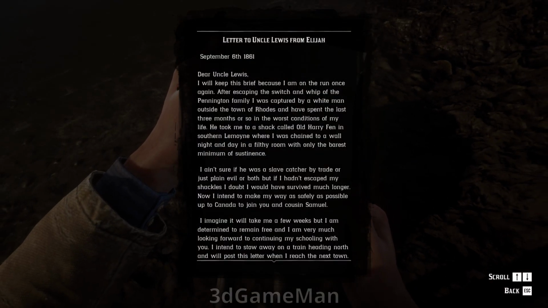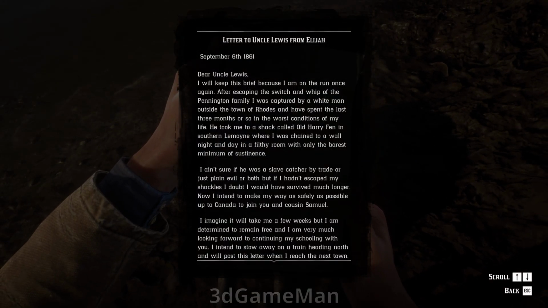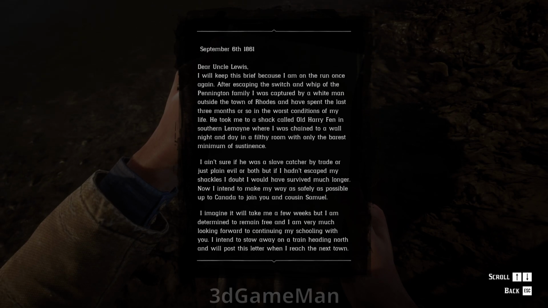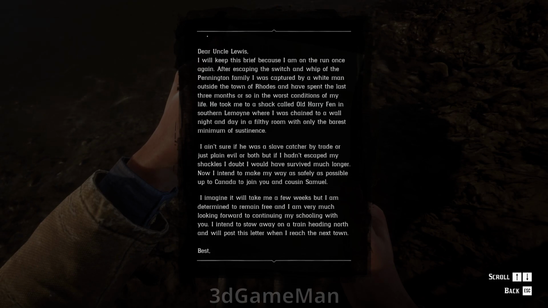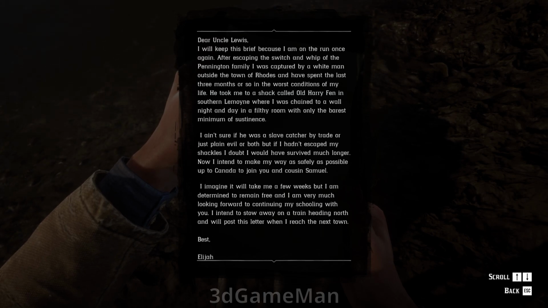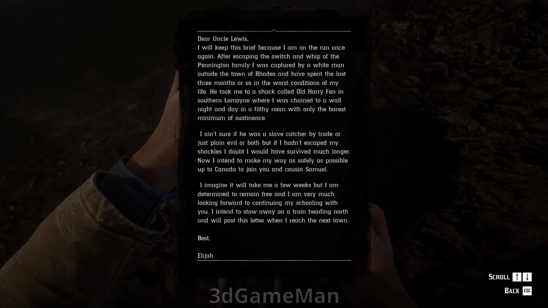Now, on his person, I found this letter, and he's addressing it to Lewis. Lewis is in Canada. He's basically saying, I'll see you soon. I'm coming. I'm escaping. I'm getting the heck away from the United States. Now, as you'll see, at the bottom of this letter is written by a man named Elijah.